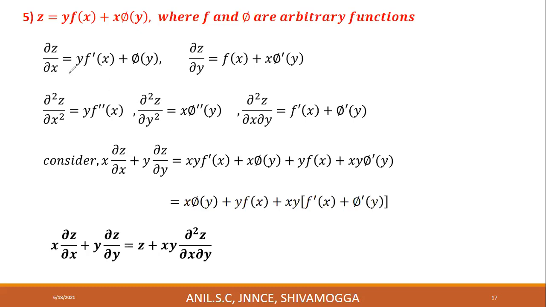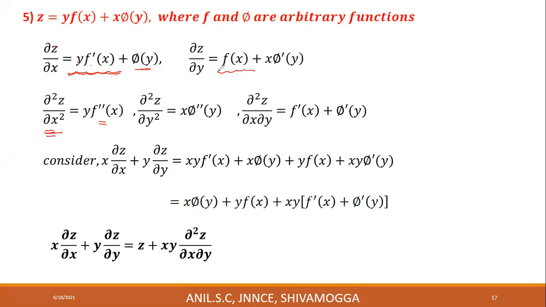First, let's differentiate this equation again partially with respect to x. Derivative of del z by del x is denoted by del square z by del x square. This is partial differentiation with respect to x. Here y is to be treated as constant, keep it as it is. Derivative of f dash x is f double dash x. And phi of y is a constant, its derivative must be 0.